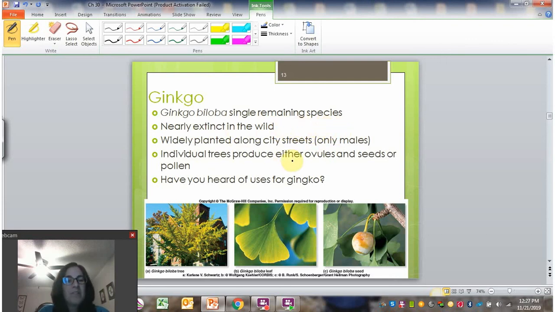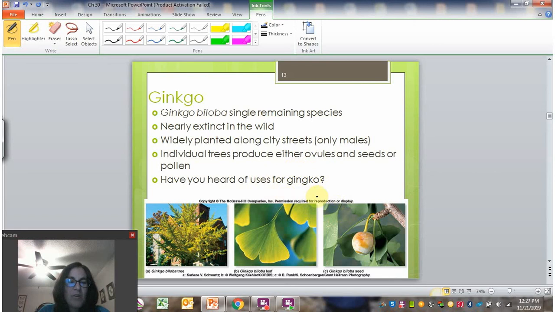However, it is popular as an urban tree. So especially in the Midwest of our country, they're widely planted along city streets, though only the males, because the female tree produces a seed here that has a fleshy coating on it that people don't like because it is stinky and stains stuff. So that's why only the male trees are planted.